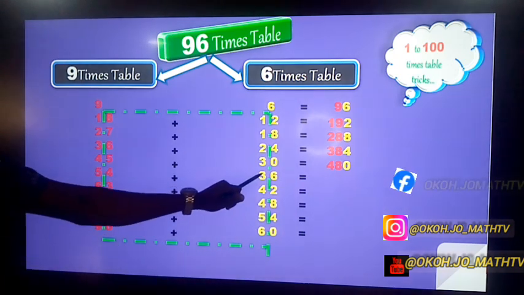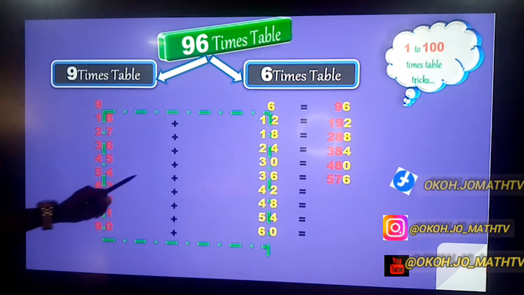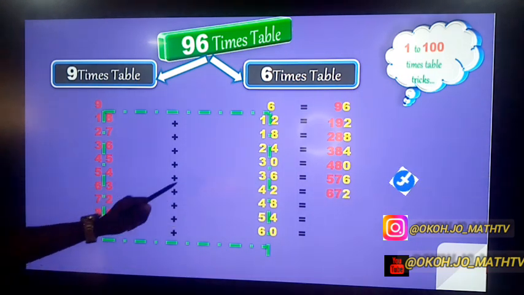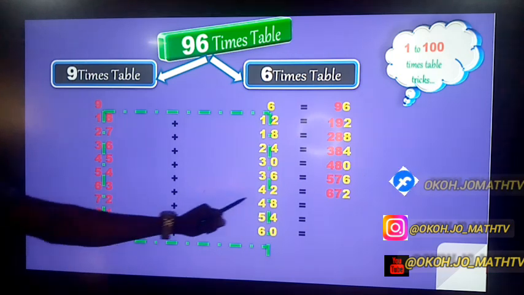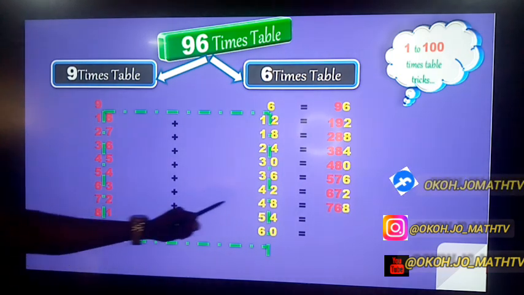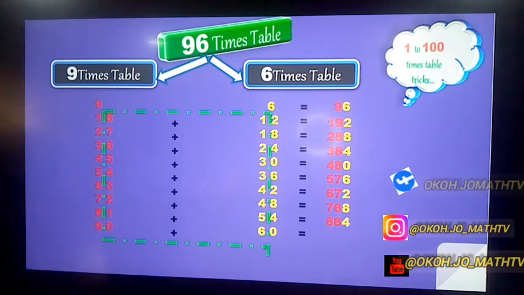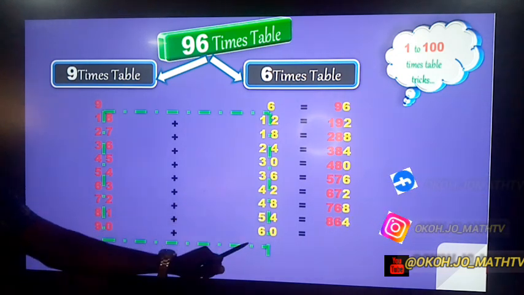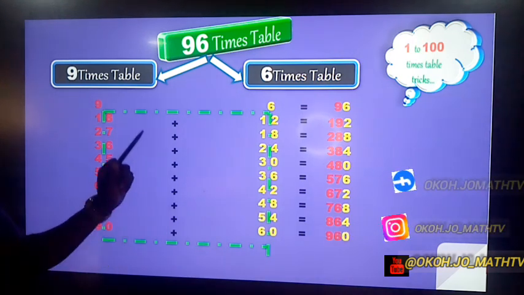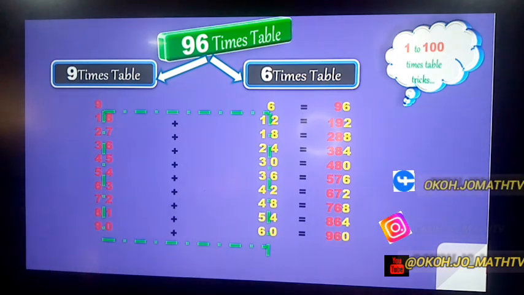4 plus 3 is 7. So you have 576. 3 plus 4 is 7. So you have 672. 2 plus 4 is 6. So you have 768. Then 5 plus 1 is 6. So you have 864. Then 6 plus 0 is 6. So you have 960. You can see how simple it is.